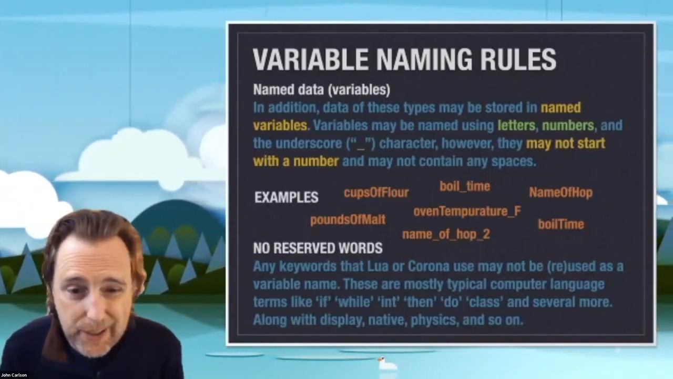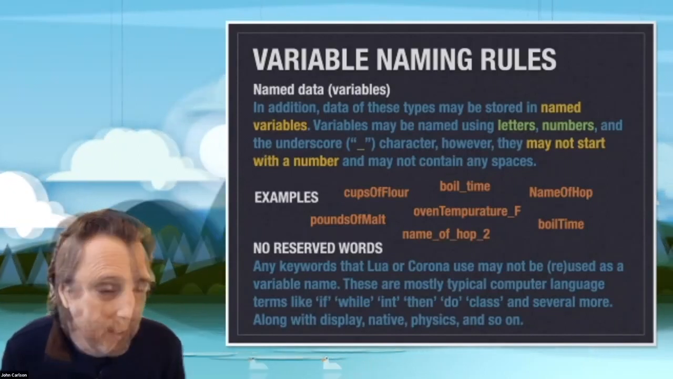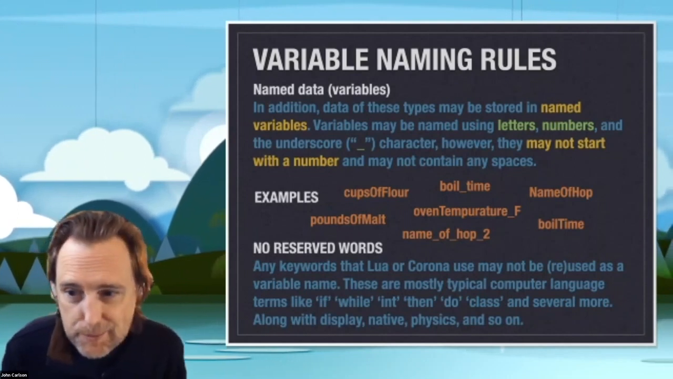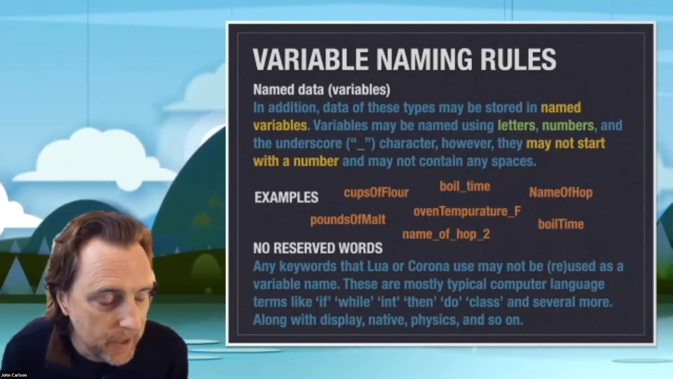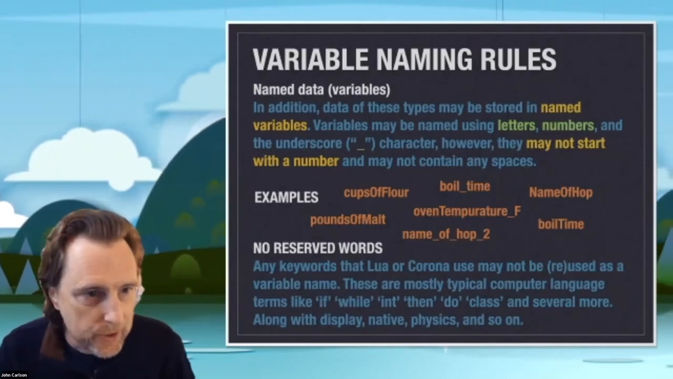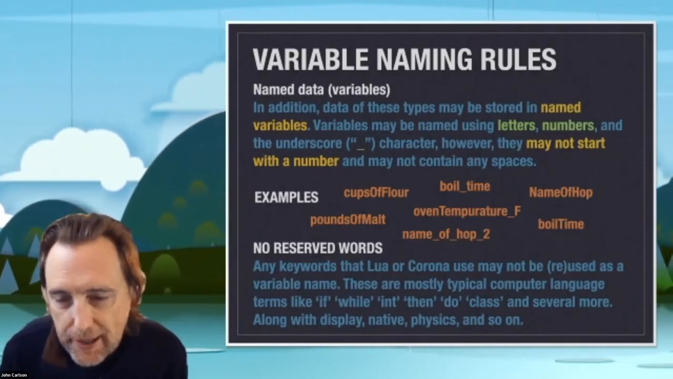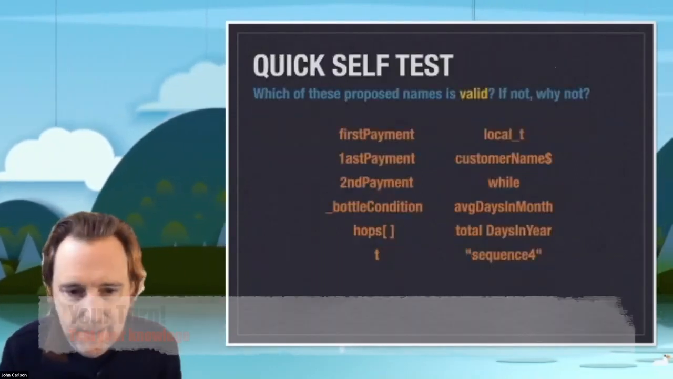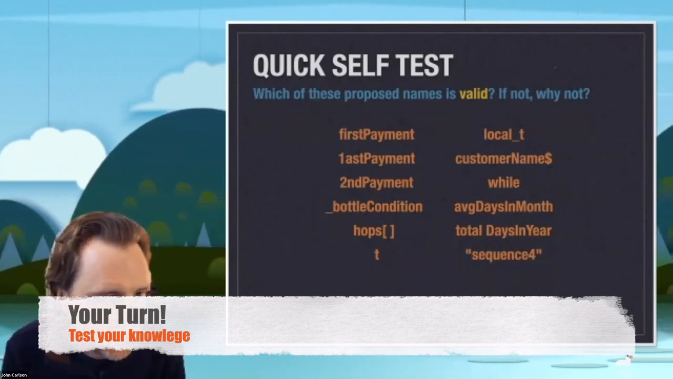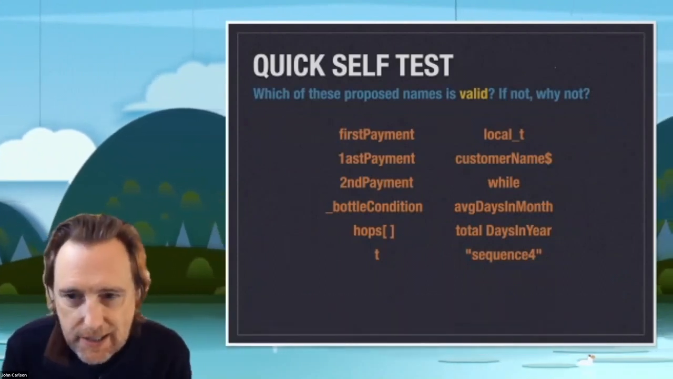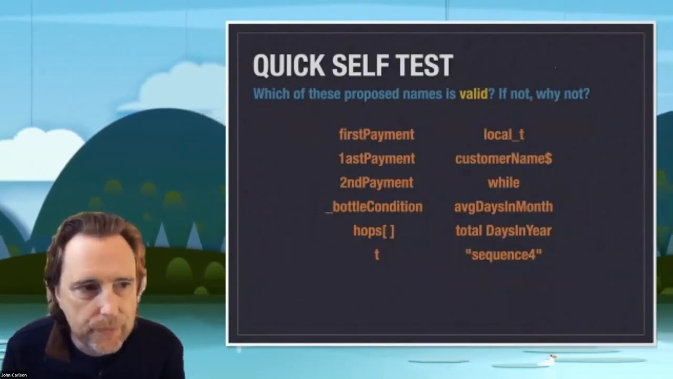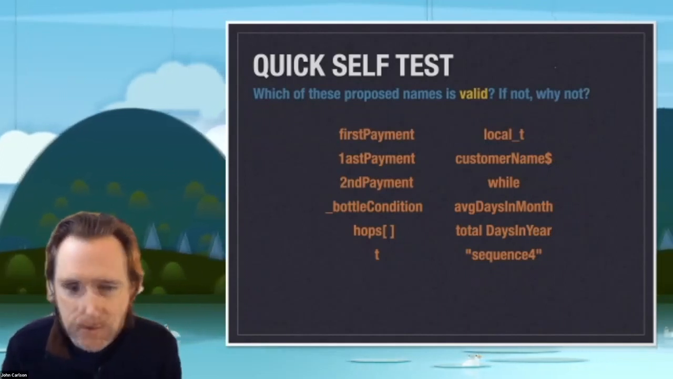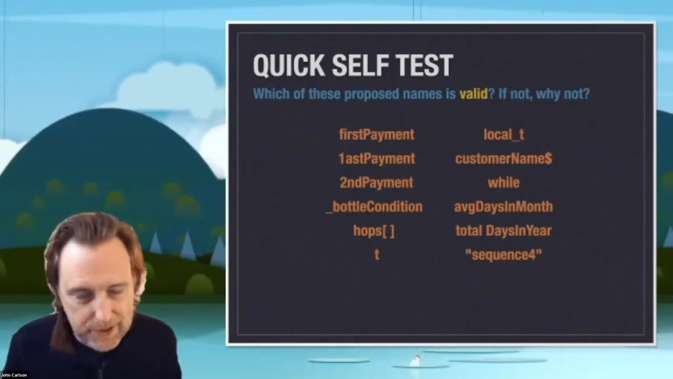Also, you can't use reserved keywords, just like in other languages. You can't call a variable for or while or do. Any word that is part of the language is off limits for your use as a variable name or identifier. So just as a quick self-study, look at this list and think through, do you feel like these are valid? Are there any that give you pause for concern? Let me give you a second to look over it and then we'll talk through it.